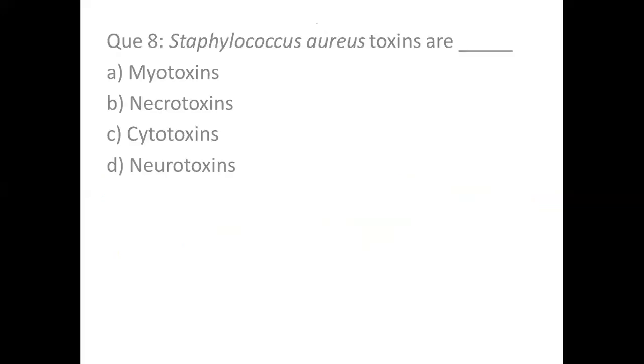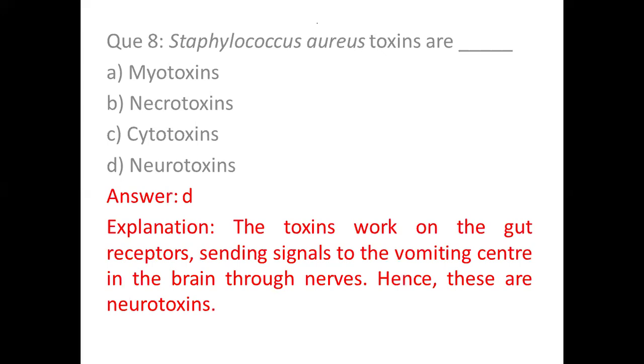Next question, question 8. Staphylococcus aureus toxins are: option A, myotoxins; option B, necrotoxins; option C, cytotoxins; and option D, neurotoxins. The answer to this question is option D, neurotoxins.